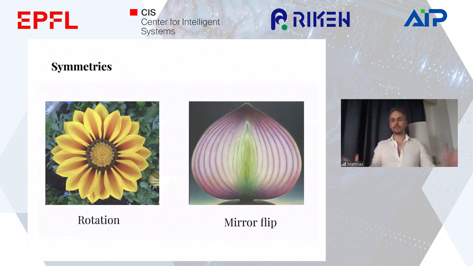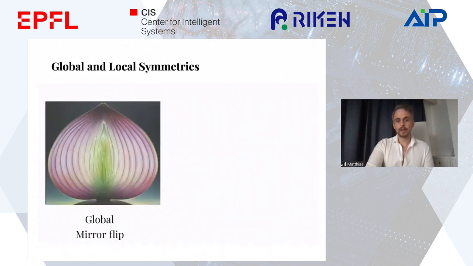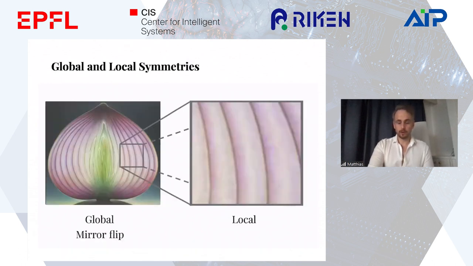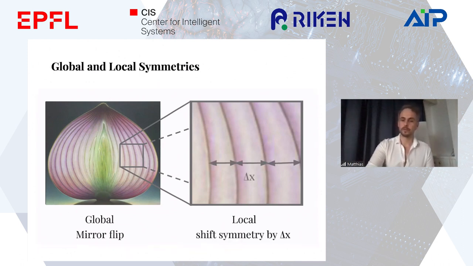Symmetries, very briefly, appear everywhere in nature. Here we have the rotation and the mirror flip. Those are global symmetries, but today we're mainly going to talk about local symmetries. This is just a figure here. Local symmetries can be very different from global symmetries. Here would be, for example, a local approximate shift symmetry, comparable to the global mirror flip.